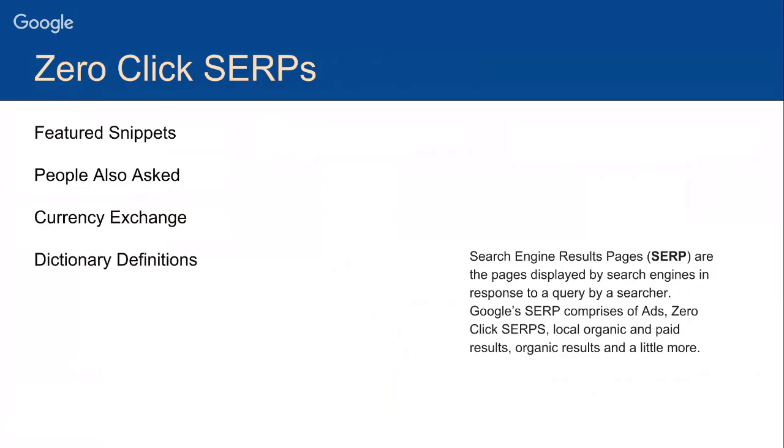But what I want to talk about now is the zero-click SERP. And zero-click SERPs are the results where an answer is displayed directly on top of organic search results, and where the search intent of the user is satisfied without having to click onto a website.